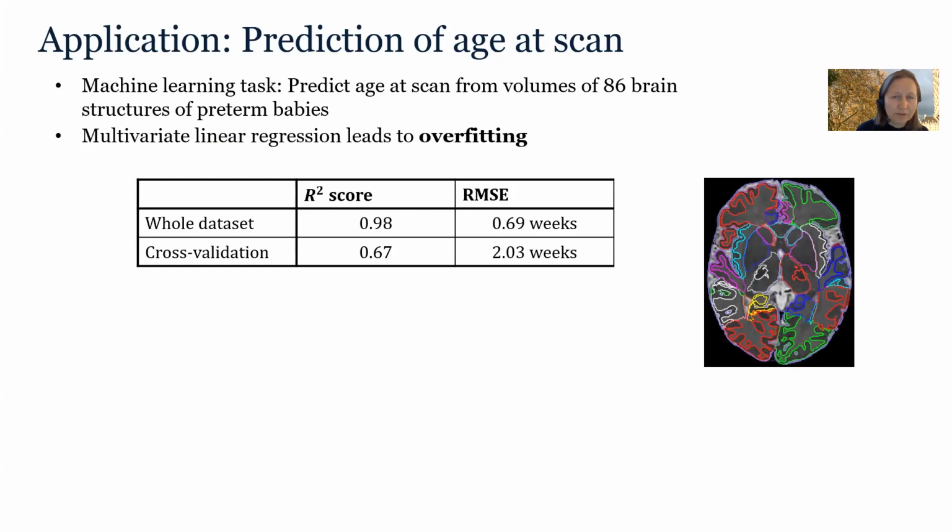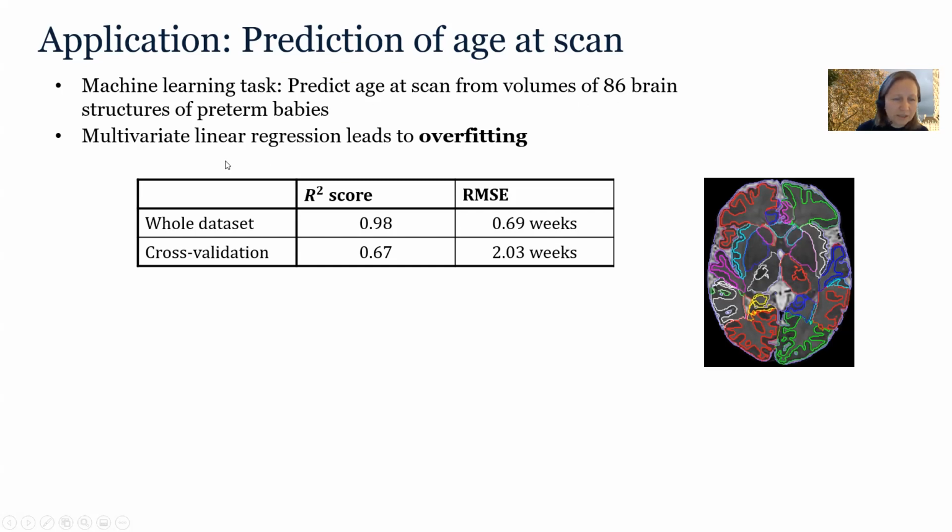So our application is prediction of age at scan from volumes of 86 brain structures of preterm babies. We have already seen this data set before. And if you recall from the regression lecture, we have seen that multivariate linear regression overfitted this data set. Of course, because there were many features, 86.